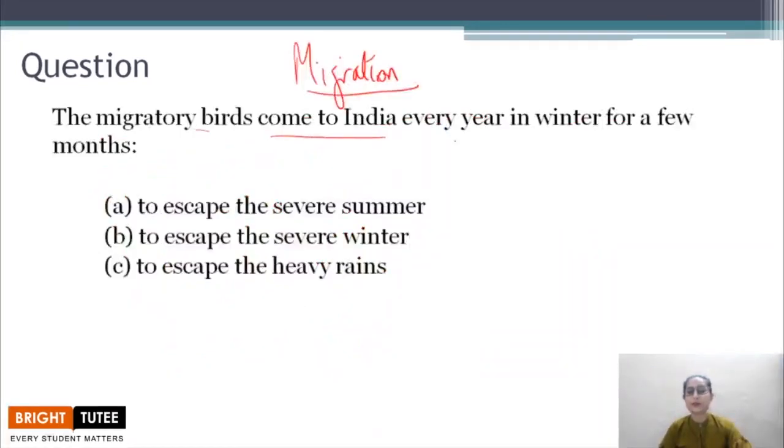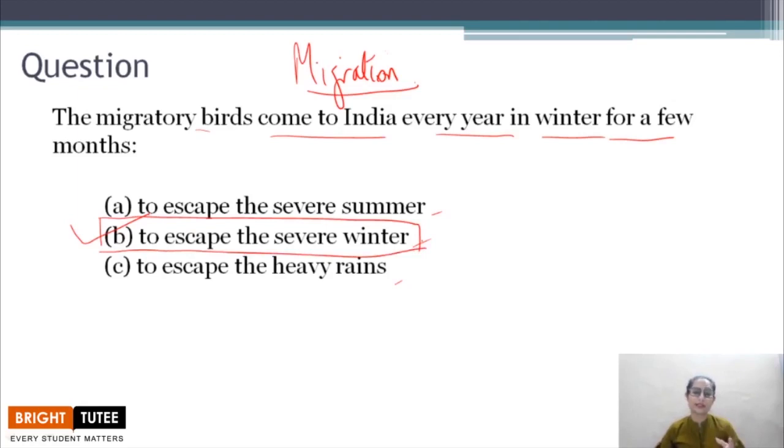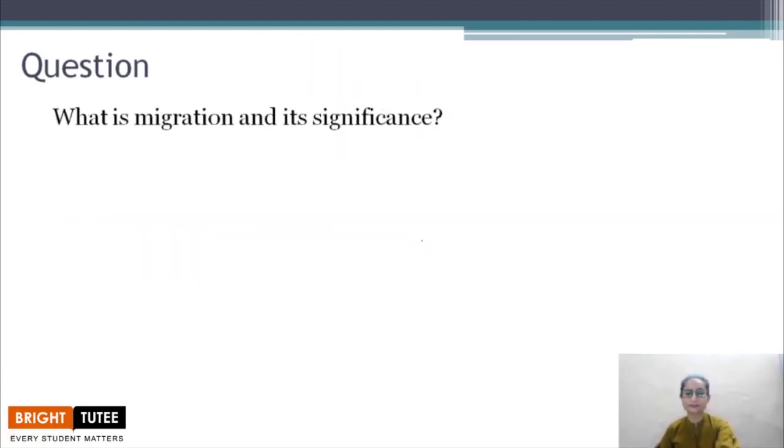Migratory birds come to India every year in winter for a few months to escape the severe winter, or to escape the heavy rains. Basically, they migrate to India to escape the severe winter, because in India we do not witness severe winter in the whole country. So to escape the severe winter, they come to India during winters, right?